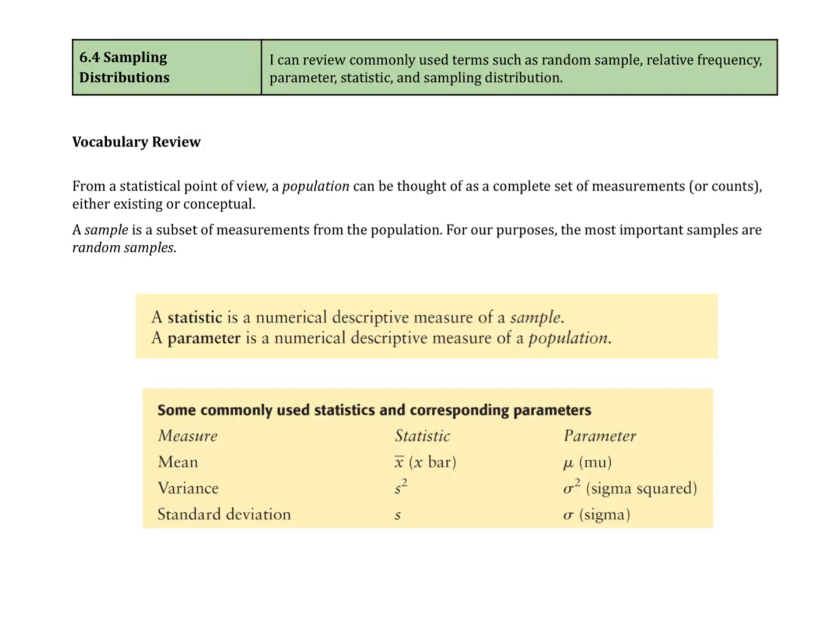Some commonly used statistics and corresponding parameters are the following. So remember when we were talking about a population, the parameter is mu for the mean. But in statistics, we call the mean x bar. When we're dealing with a population, the variance is sigma squared, the standard deviation is sigma. When we talk about statistics and we're just looking at a sample, instead the variance is s squared and the standard deviation is s. So we use different variables to represent parameters versus statistics.